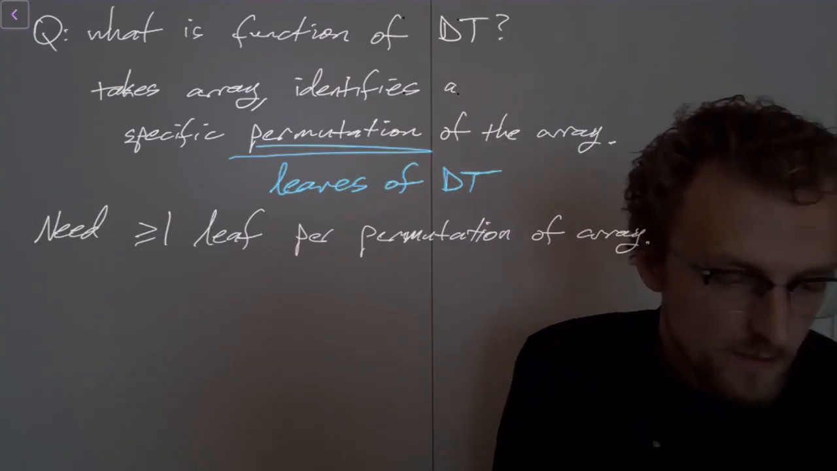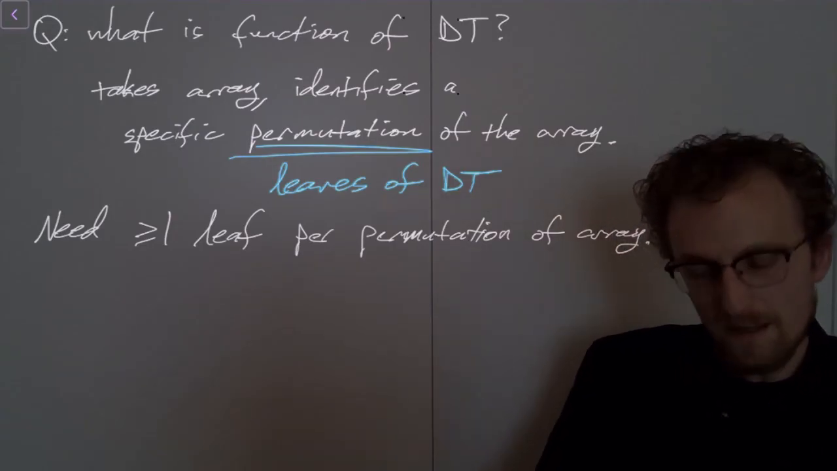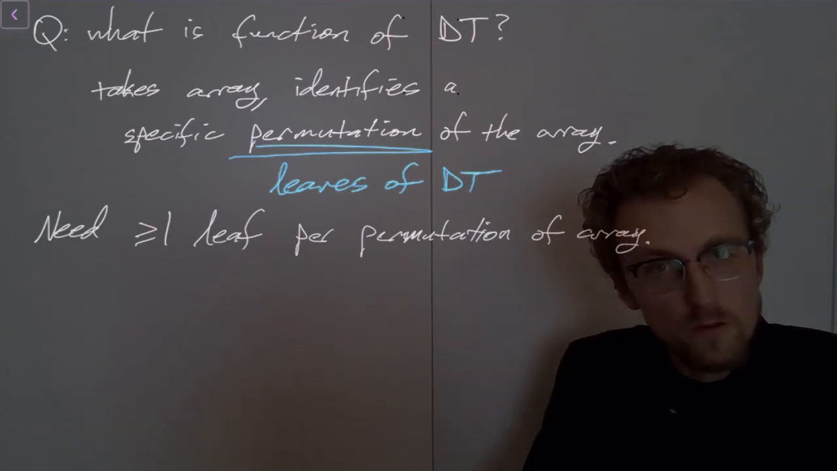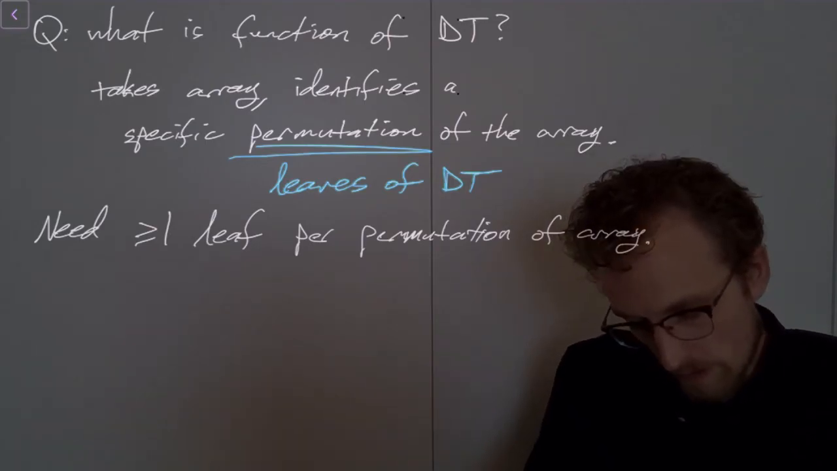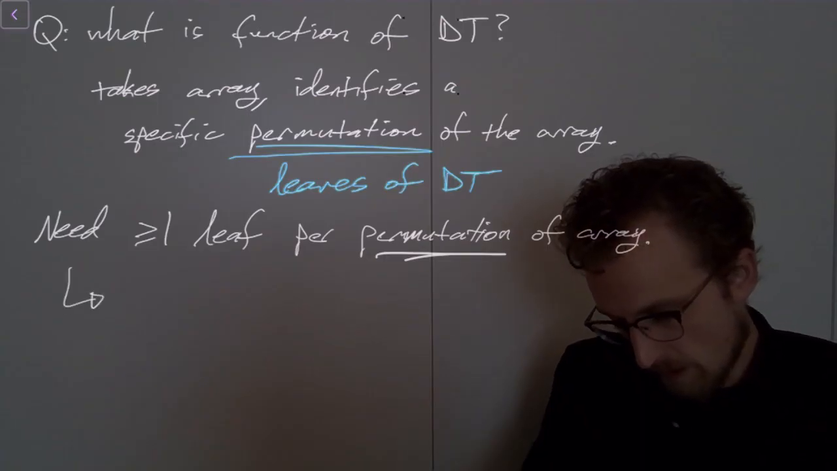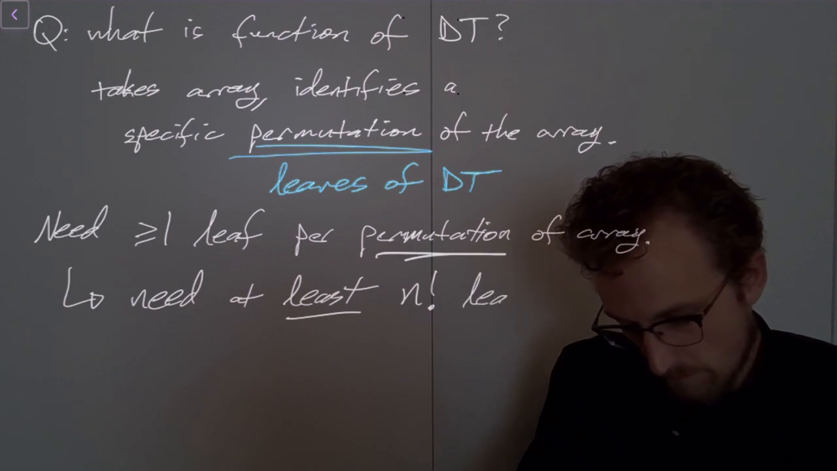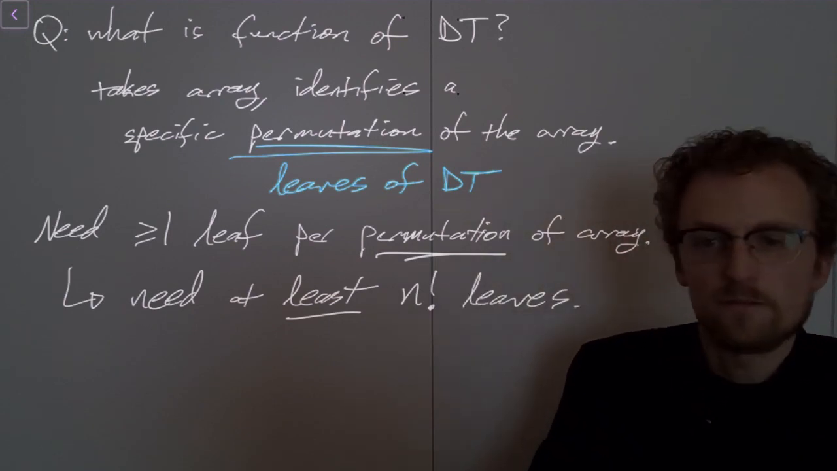Okay, so now what does this tell us? Well, this tells us that we need at least n factorial leaves. Where did n factorial come from? Well, n factorial is the number of permutations of n items. So this tells us we need at least n factorial leaves in our decision tree.